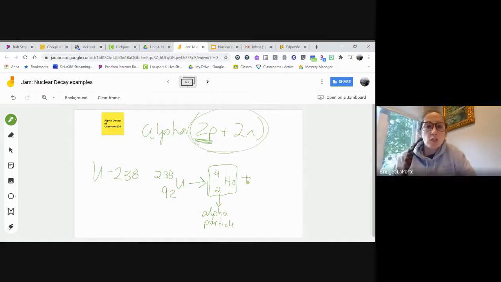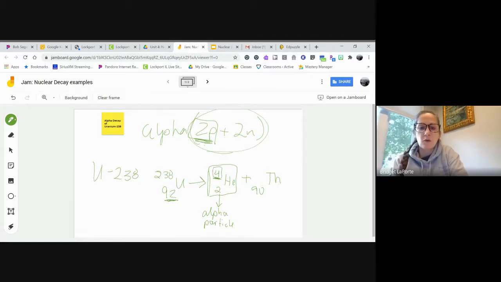But now here's the catch. What do I have left over? So when I release this alpha particle, I don't still have uranium because I just got rid of 2 protons. So my proton number of 92 now becomes 90. And if I look on my periodic table for who that is, I am going to put the chemical symbol for thorium. Now I need to look at my mass, all right? My mass is not going to be still 238 because I just gave away 2 protons and 2 neutrons, or a mass number of 4. So my mass that was 238 is now going to be 234.